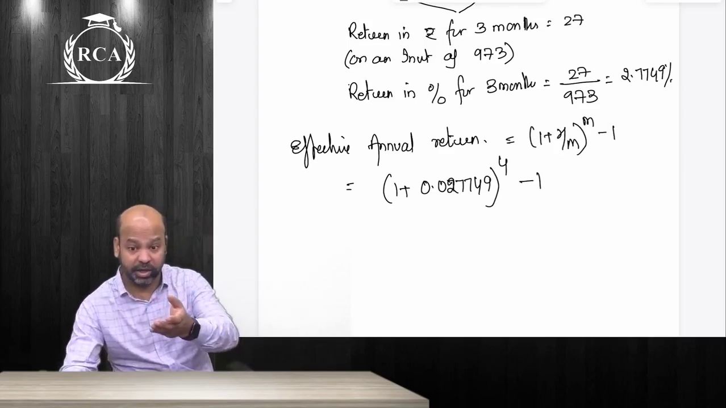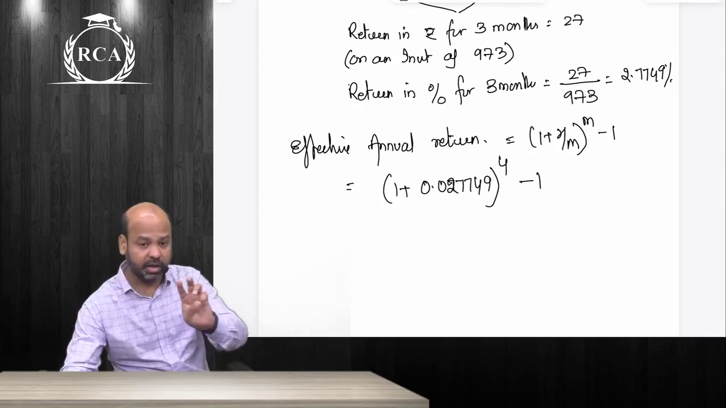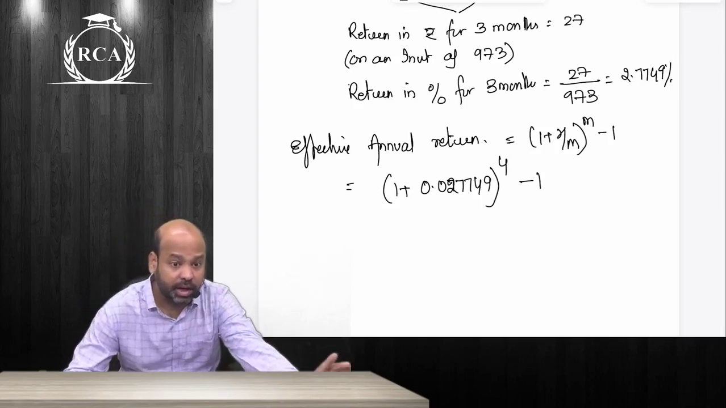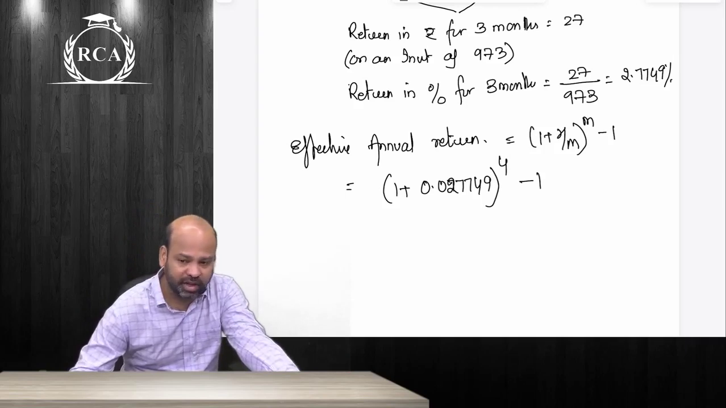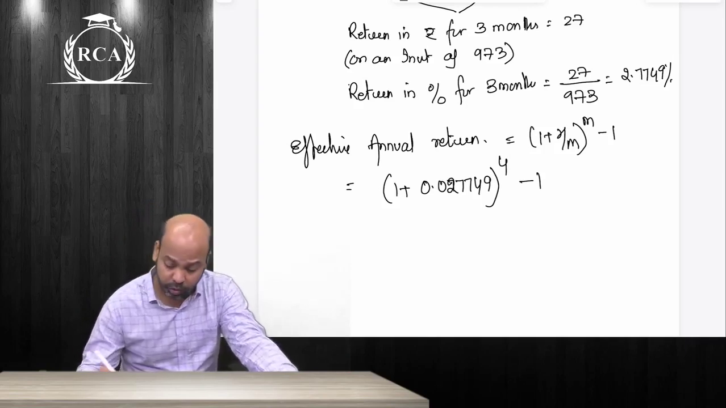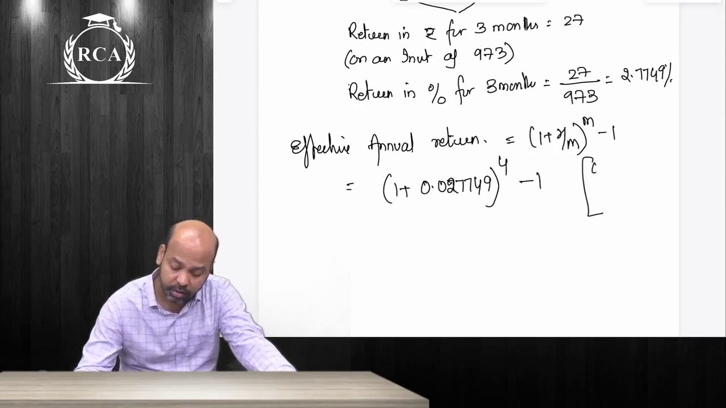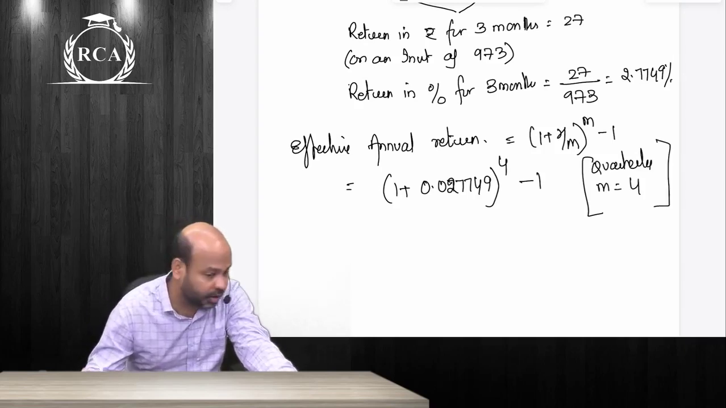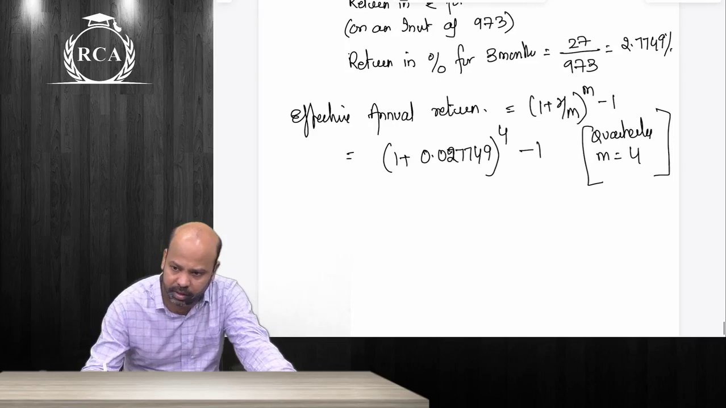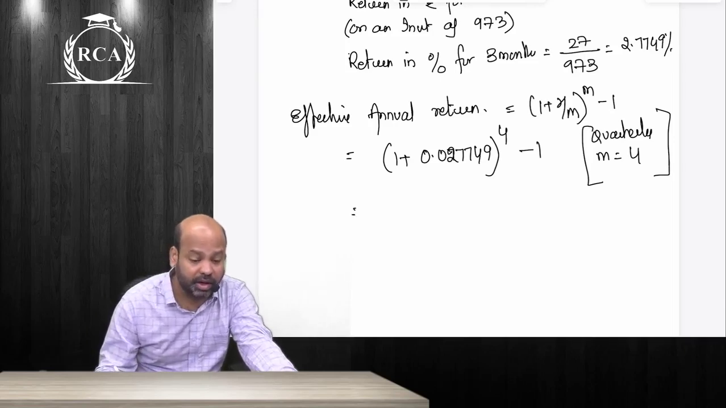Please do not divide it by 4 again. Isn't that return exactly for 3 months? R by m is already 2.7749%. You're going to directly compound it. Why did I write the value of m as 4? Because this is quarterly. The number of conversion periods will be 4 in a year. So this will give us an effective return of how much?